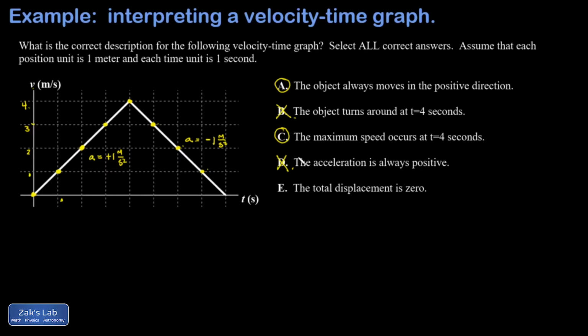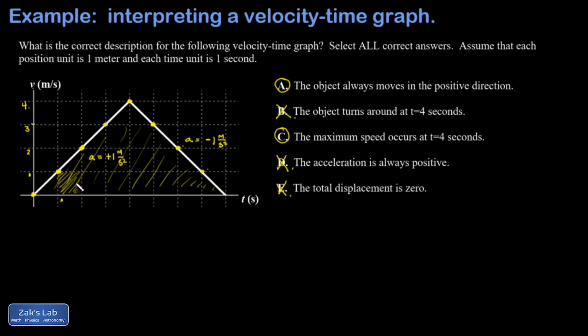E, the total displacement is 0. That's not correct. If it was a position time graph, it would be correct. But my total displacement here would be a positive number given by the area bounded by this graph and the t-axis. And in this case, you can do this without using calculus or anything. You can just count the squares under here to get the area. Every square has a width of 1 second and a height of 1 meter per second. So every little square is a displacement of 1 meter.